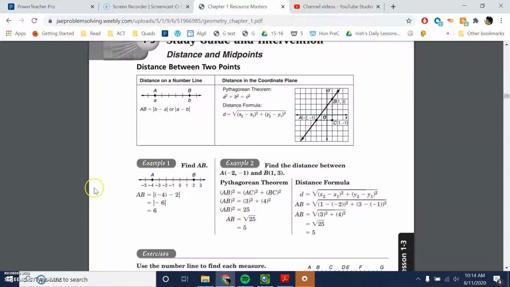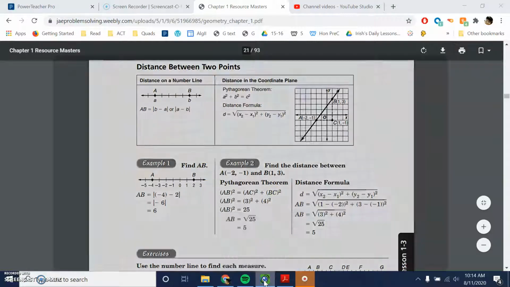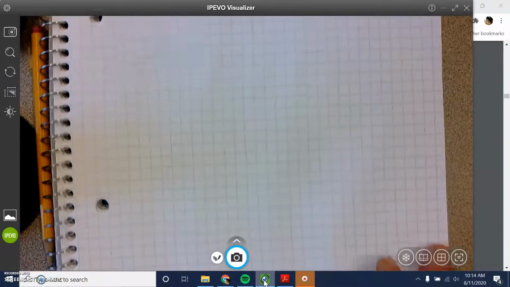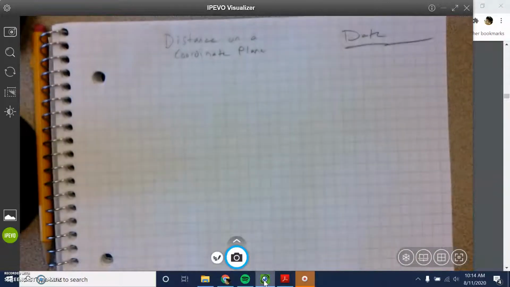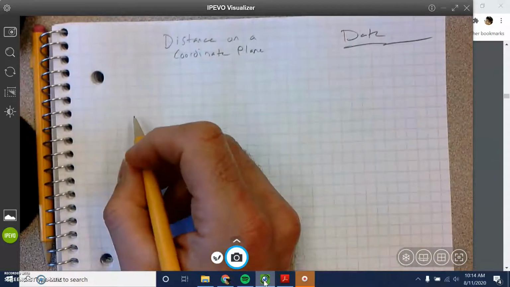All right. Today we're going to do distance between 2 points right here. So let's see how we do it. Let's set up our paper first. So here, distance on a coordinate plane, distance between 2 points, and write the date right here, whatever the date may be when we're doing this.